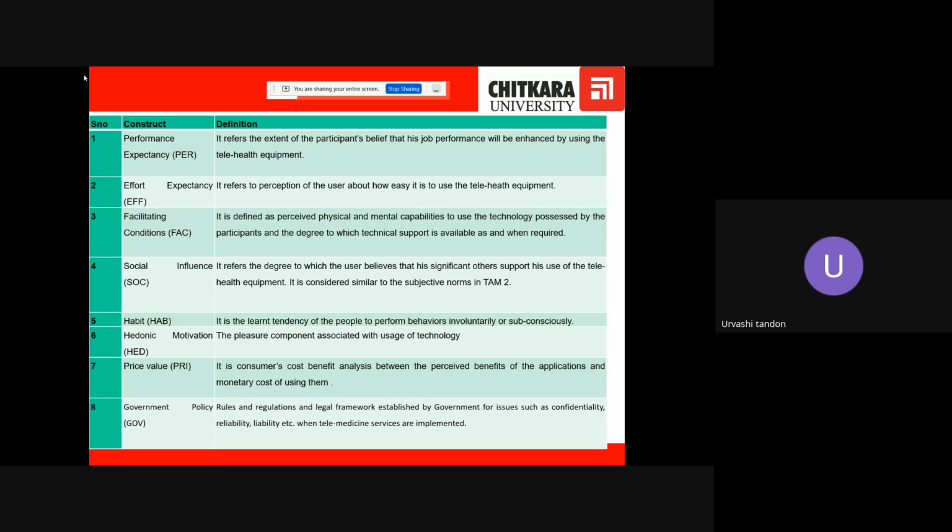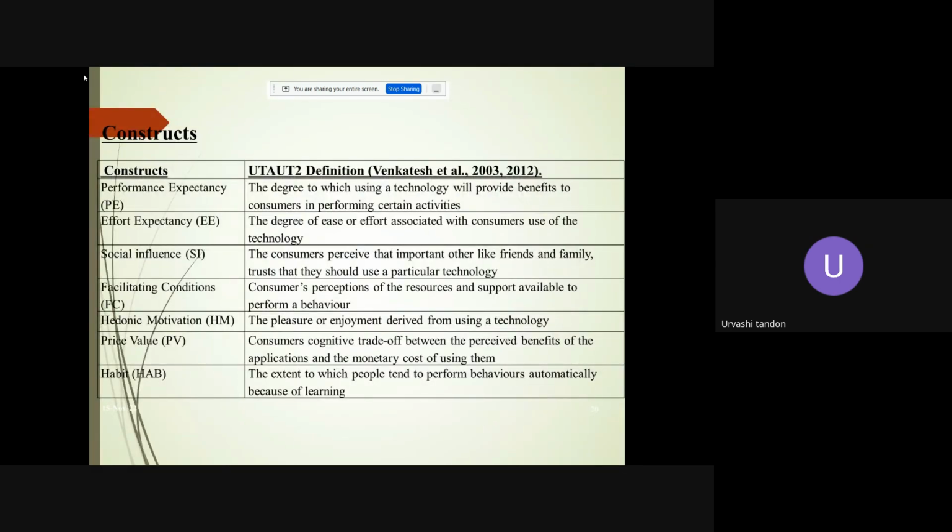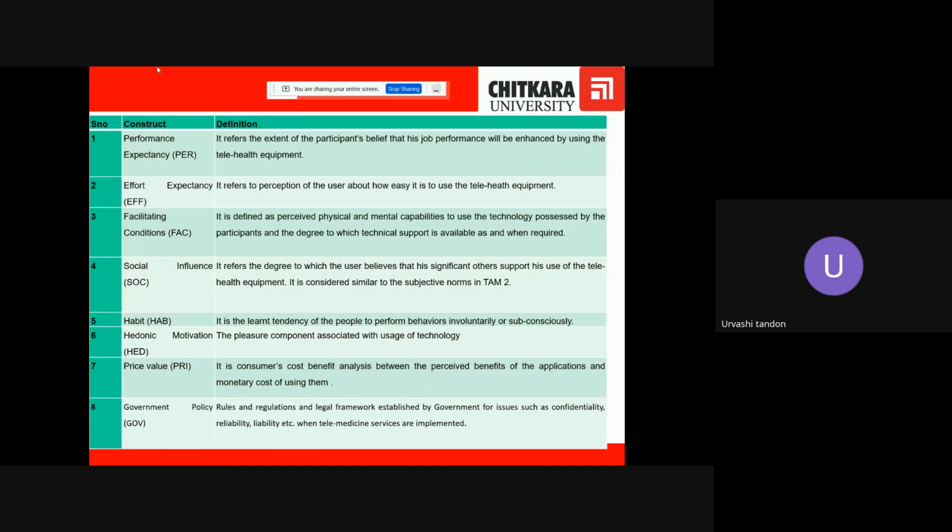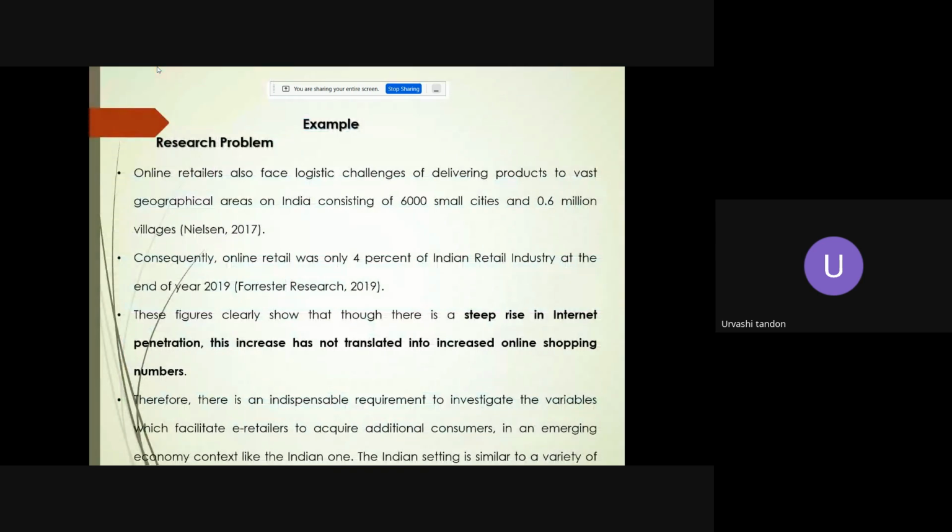Again, effort expectancy says how easy it is to use, the degree of ease or effort, right? So here also, if I modify this definition, it refers to the user's perception of how easy it is to use the telehealth equipment. That means operationalizing, or modifying in the context of your own research. Let's say, I'll give you a simple example. Let's say this is the problem. You can spend a minute on this.